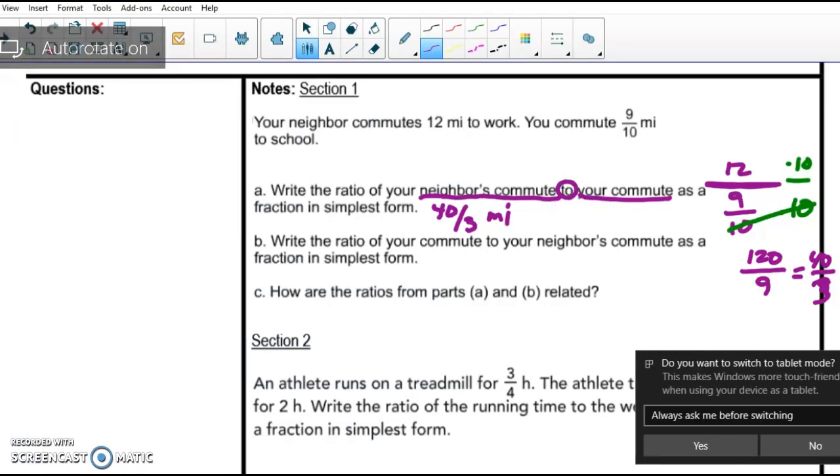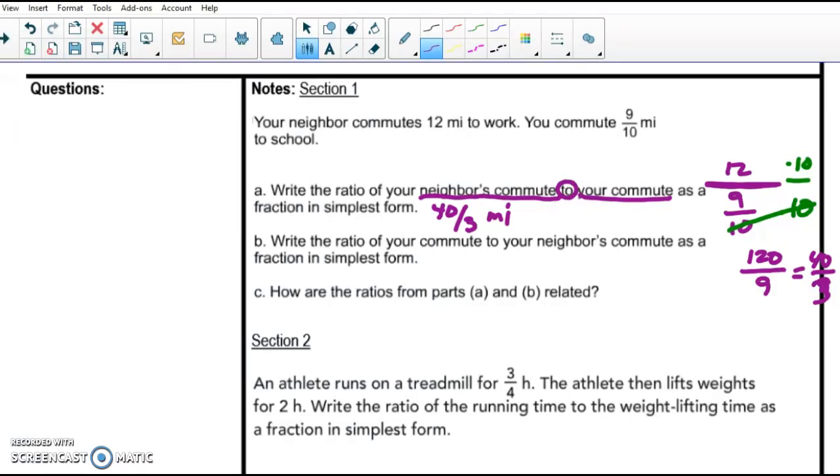For part B, I am looking at the ratio of my commute to my neighbor's commute, so I'm reversing the order here. So my commute, and I'm going to come over here in the margin to work so I have a little more space, is 9/10 of a mile to 12 miles. I still have the same problem. I have a fraction within my ratio, so I want to get rid of it, and I have the same denominator to get rid of.